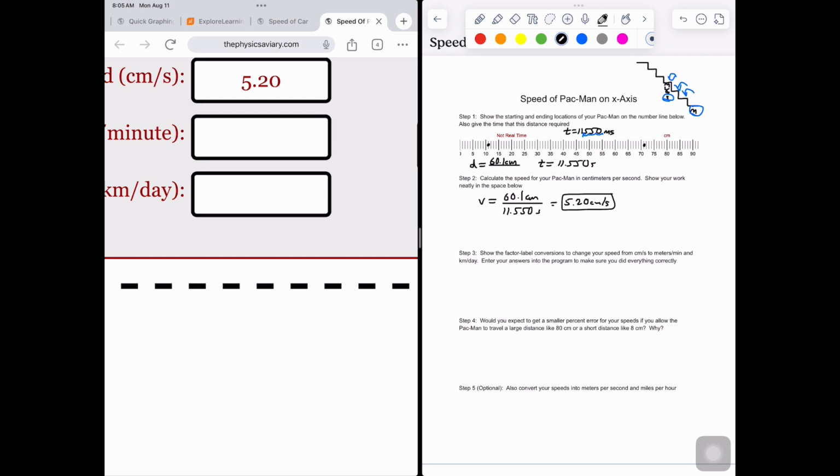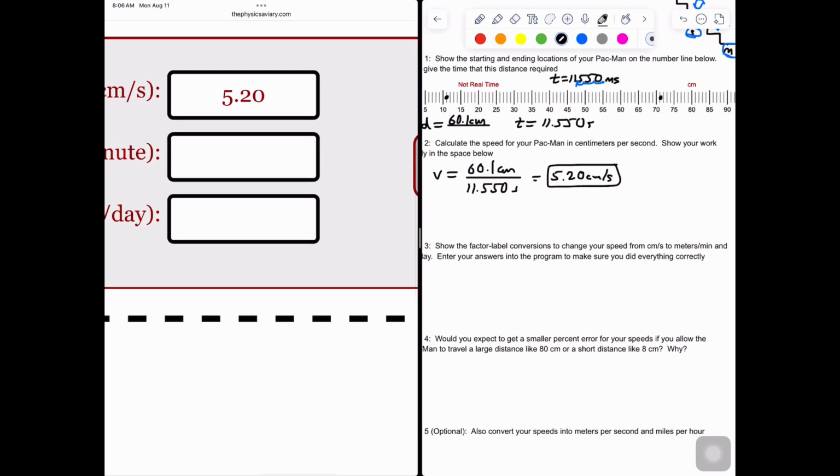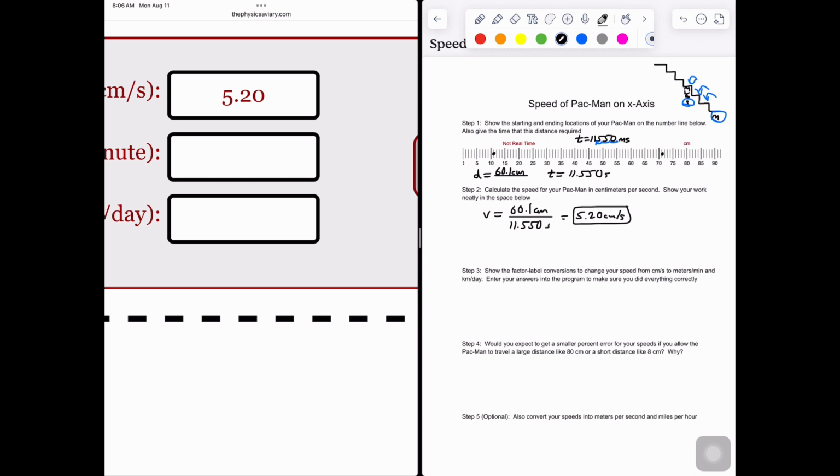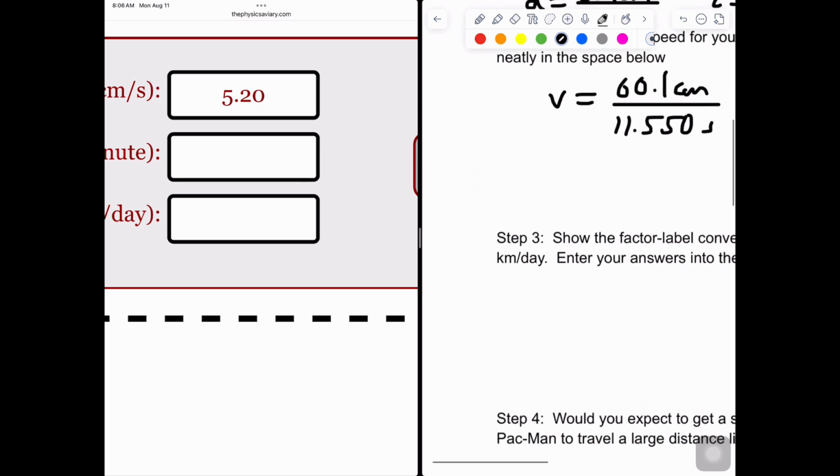Now I have to convert, let me see, into meters per minute. Meters per minute? Yeah, meters per minute, and then kilometers per day. So in step 3, we're going to do both conversions. Okay, so I'm going to take my 5.20 centimeters per second. Now this one, in this particular problem, unlike question 1, you're going to treat these as 2 separate units.